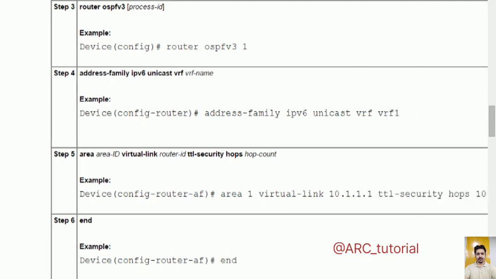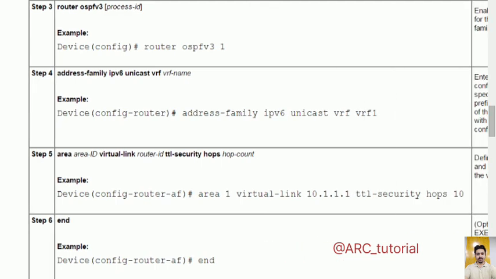Yeah, this is the virtual link, and TTL security hops is what? Yeah, simple. Have you understood it now? So in this way, you can also use TTL security for virtual links as well. And I have told you why it is necessary. For example, if your virtual link neighbor is just 3 hops away, then configure TTL security hops as 3. It means you are specifying that your virtual link neighbor is just 3 hops away from here.